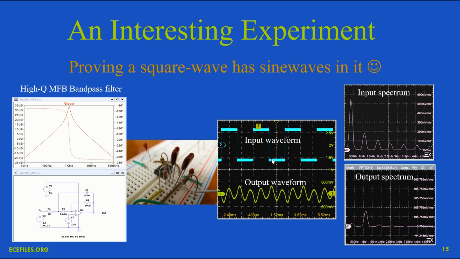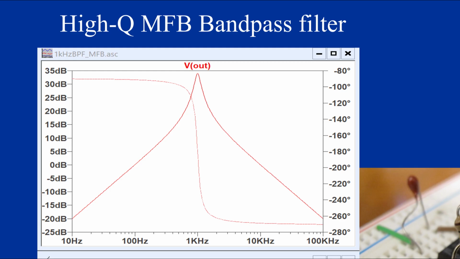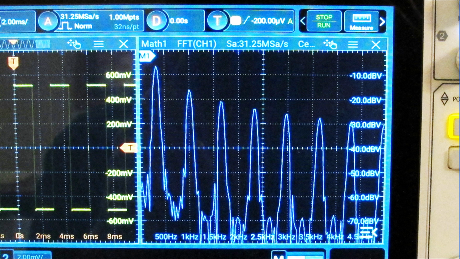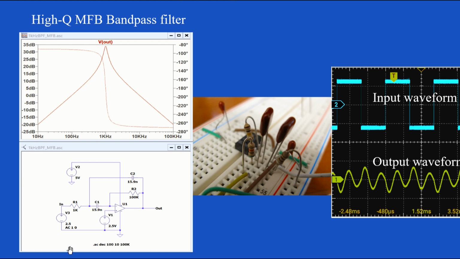But supposedly, there are sine waves in this, which means that if I ran the square wave through something like a bandpass filter, which you see on the left over here, I configured it at 1 kilohertz, that I could select out the individual sine waves that make up that square wave and see if it's real. Well, guess what? It is real.